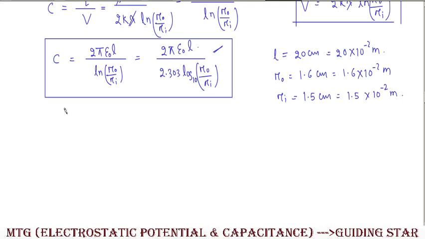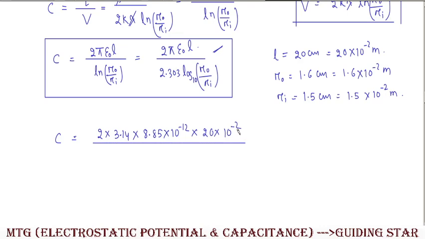So everything is correct. If we put these values, we'll get 2 into 3.14 into epsilon naught, which is 8.85 into 10 to the power minus 12, into length, which is 20 into 10 to the power minus 2, all divided by 2.303 log base 10 of ro, which is 1.6, divided by 1.5. No need to write the whole thing because these two will cancel out. So it will be 1.6 divided by 1.5.